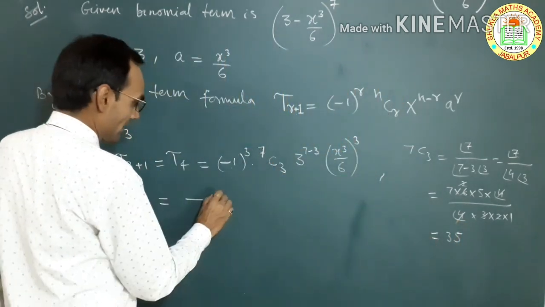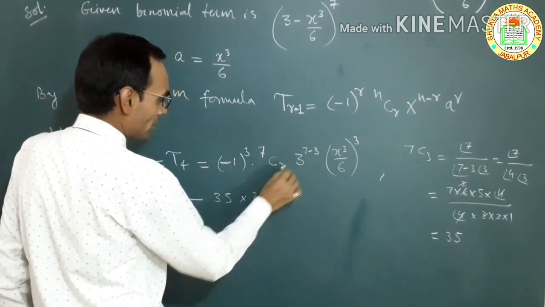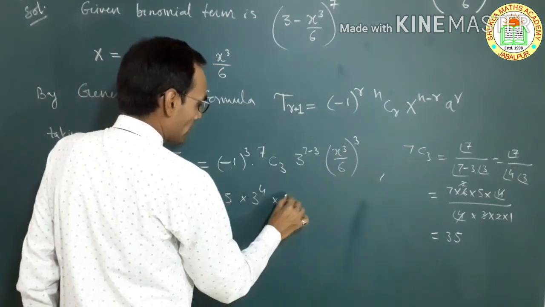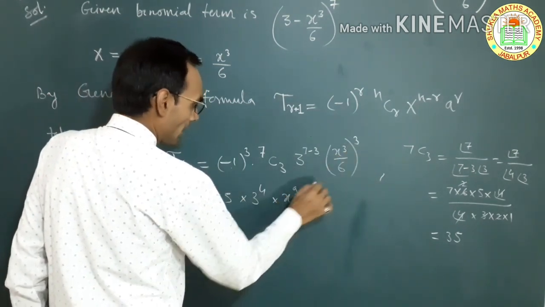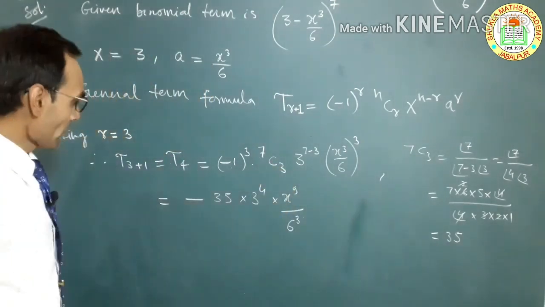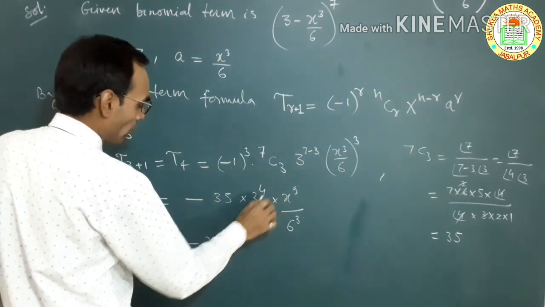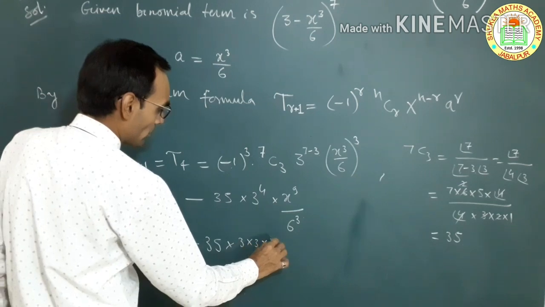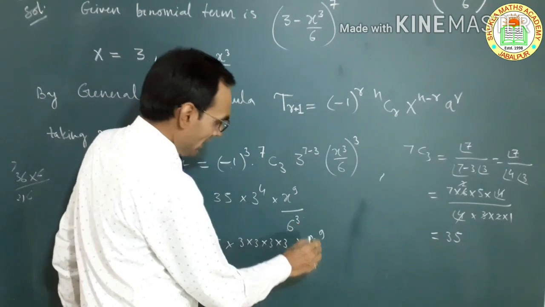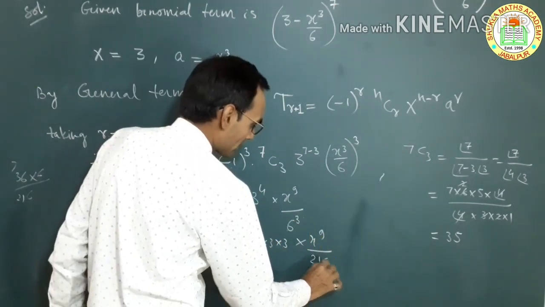So 7c3 is 35, and into 3 raised to 7 minus 3, which means 3 raised to 4, into x raised to 3 and whole raised to 3, so x raised to 9, upon 6 raised to 3 as it is. Okay. Now simplify this. Minus 35 into 3 raised to 4, that is 3 into 3 into 3 into 3, into x raised to 9, and 6 raised to 3 is 6 into 6 into 6, so it is 216.